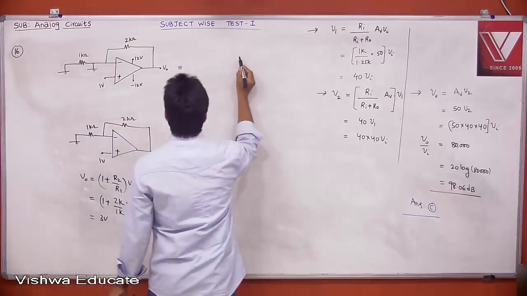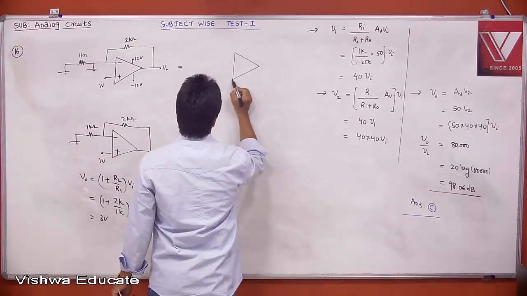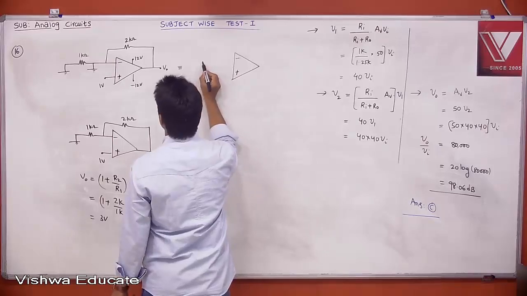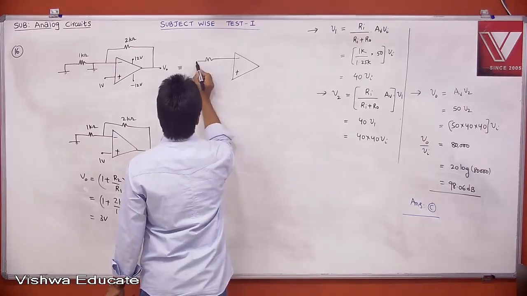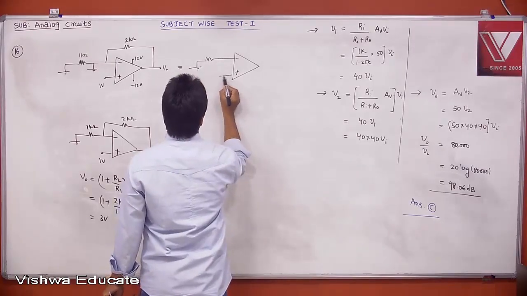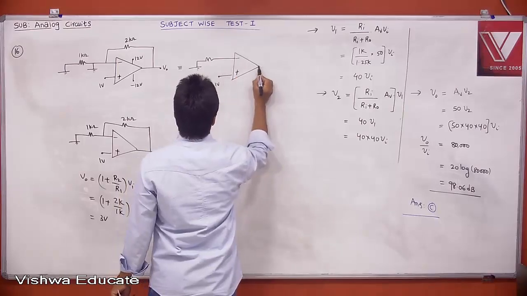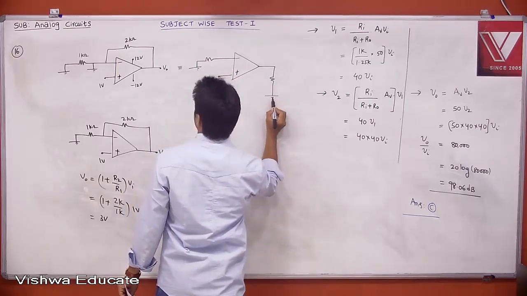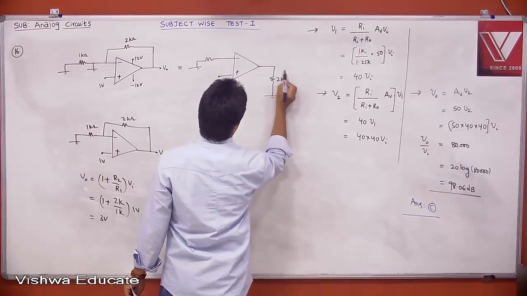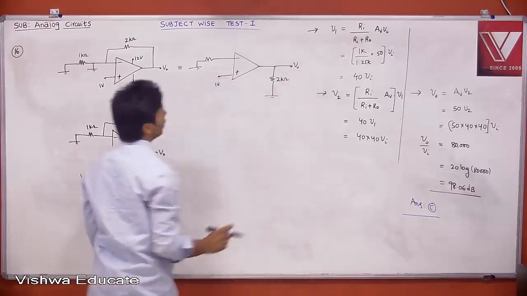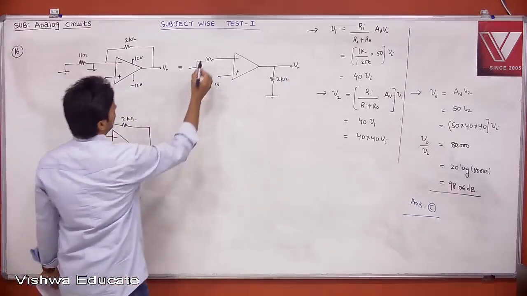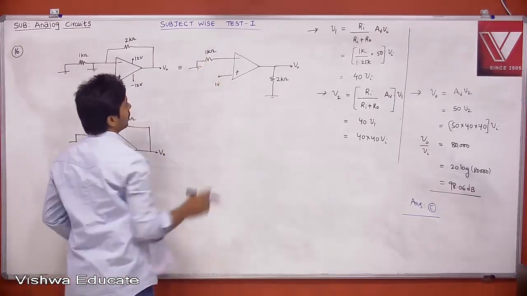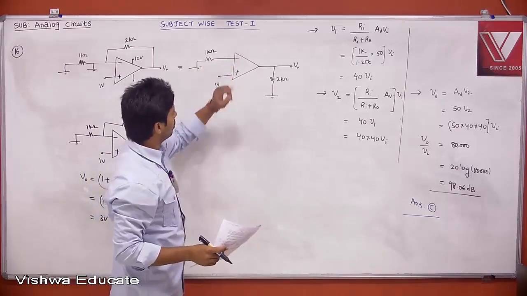If it is having ground, can I write it like this? Just imagine, this is minus, this is plus, and there is a resistor connected to ground. Now this is our 1 volt. Can I write like this? This is 2 kilo ohm. This is 1 kilo ohm. This is an ideal op amp. Current entering into op amp is 0.